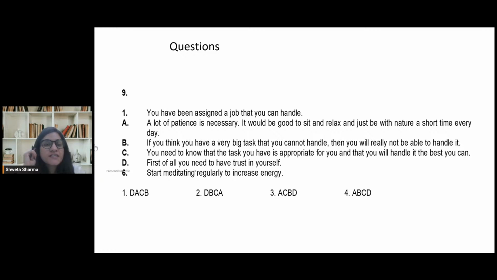One says you've been assigned a job that you can handle. Okay. A lot of patience is necessary. It would be good to sit and relax and just be with nature for a short time every day. If you think you have a very big task that you cannot handle, then you will really not be able to handle it. You need to know that the task you have is appropriate for you and you will handle it the best you can. First of all you need to do is have trust in yourself. Start meditating regularly to increase energy.